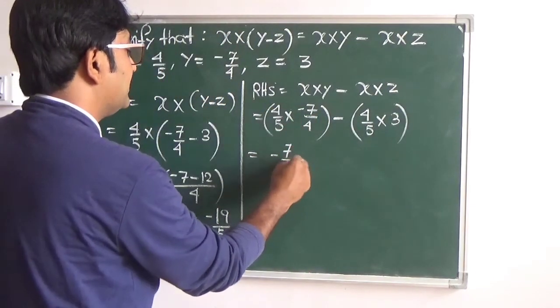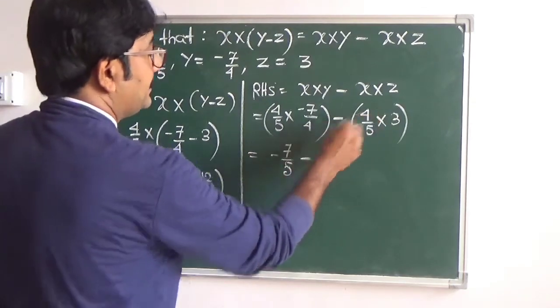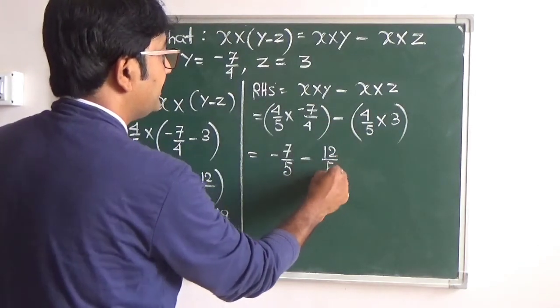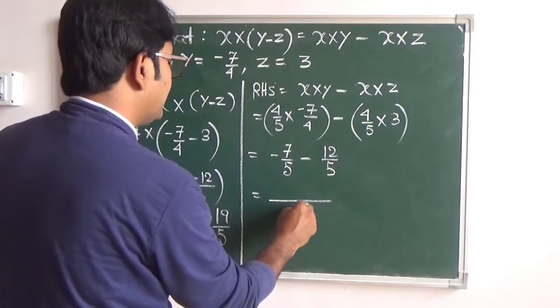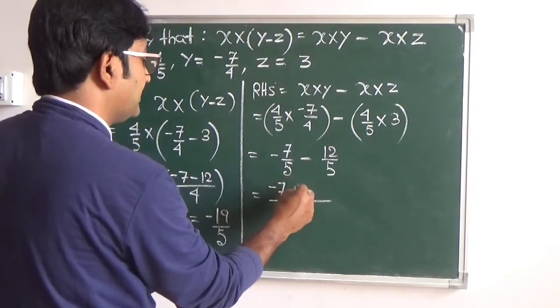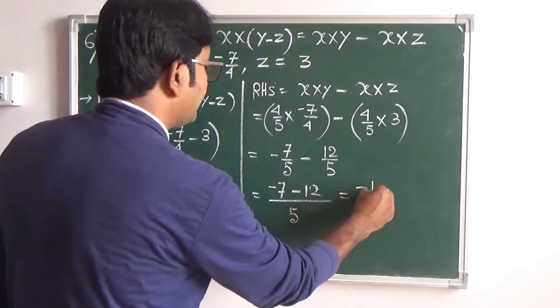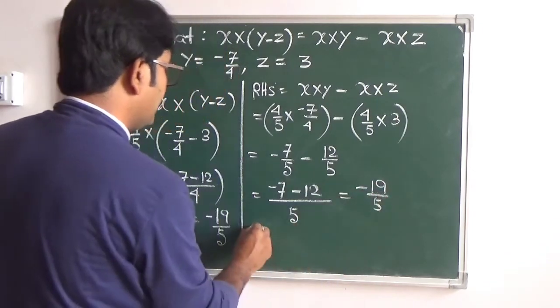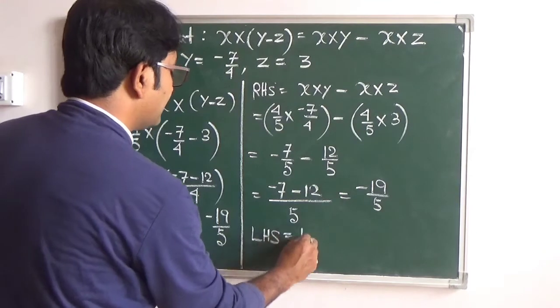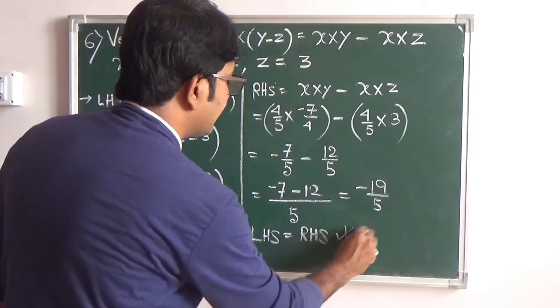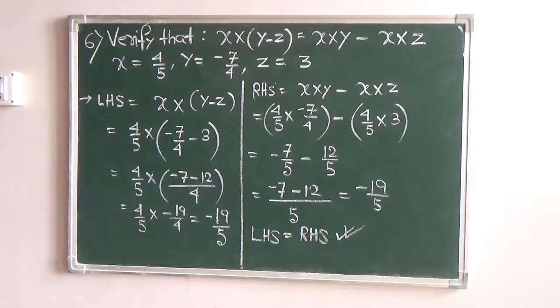Here we have minus 7 by 5 minus, and this side is 4 into 3, 12 by 5. So we have the LCM 5, this is minus 7, this is minus 12, and we have minus 19 by 5. So finally LHS and RHS are same, and hence the result is verified. So this is question number 6. Now we move on to question number 7.